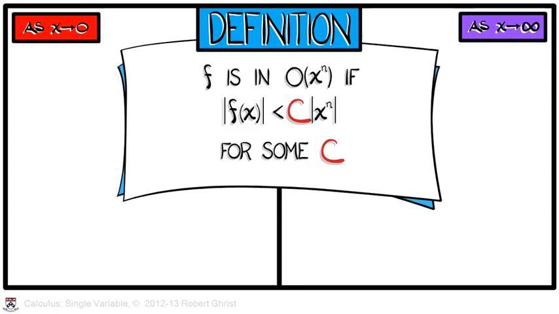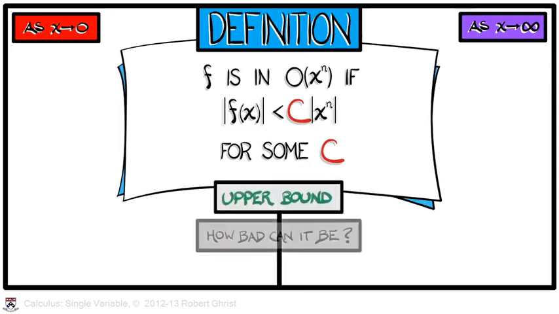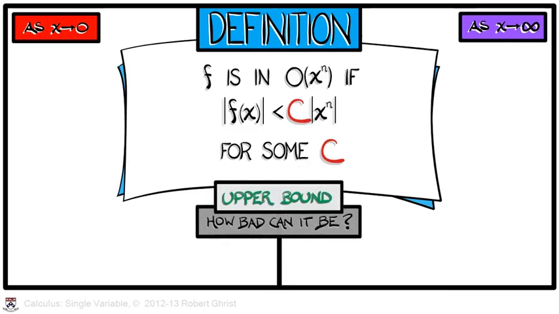Now, we're not saying exactly what that constant is. It's just some constant. And we're just getting an upper bound. We don't actually care about the value of c. We just want to control the growth.